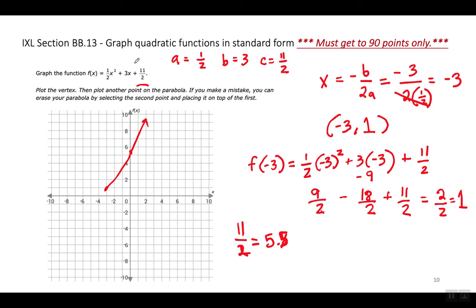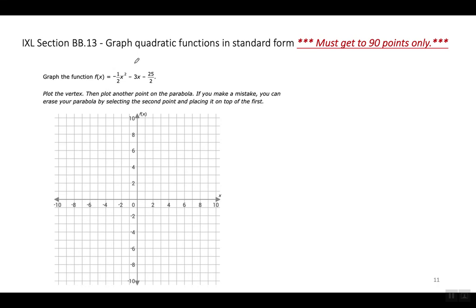All right, I'm going to do one more with fractions, and this will be the last example. So one more example with fractions. Let me make sure it's different. All right, so again, let's first identify A, B, and C. A is negative 1/2. B is negative 3. And C is negative 25/2.